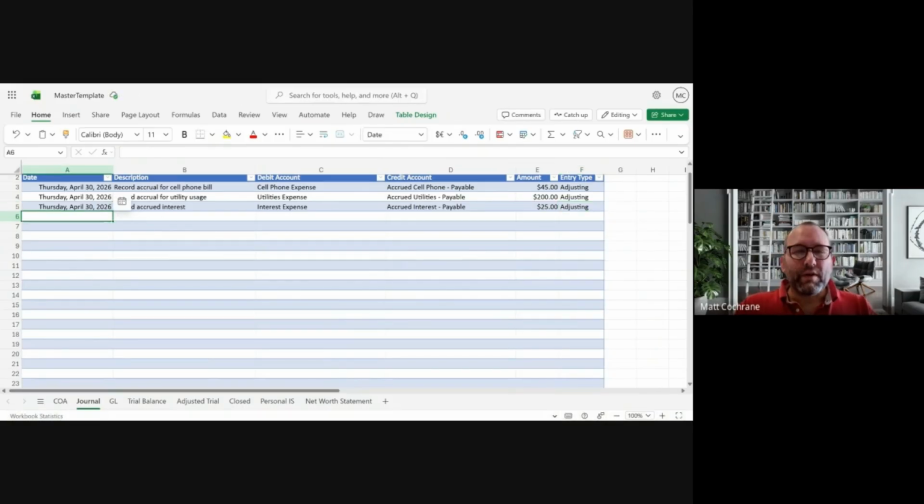So at this point, notice that no cash has moved, no bills have arrived, and expenses are properly recognized. Okay, the economic value associated with each of these has been consumed.